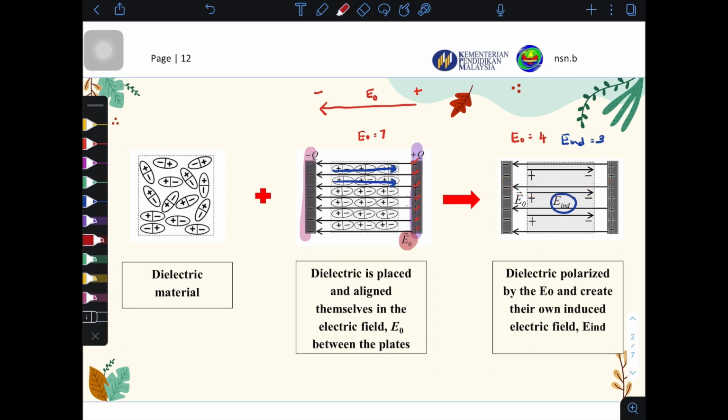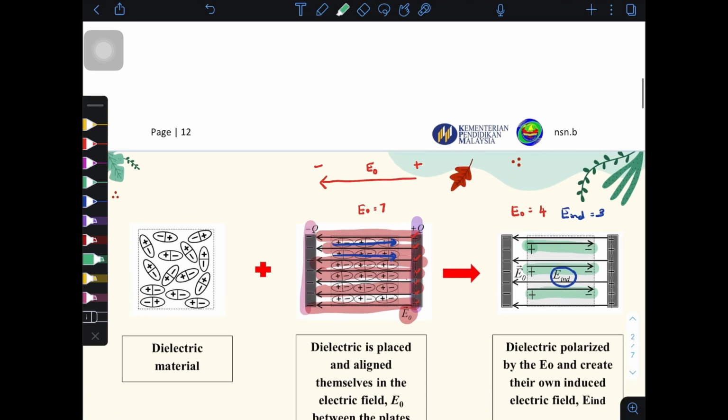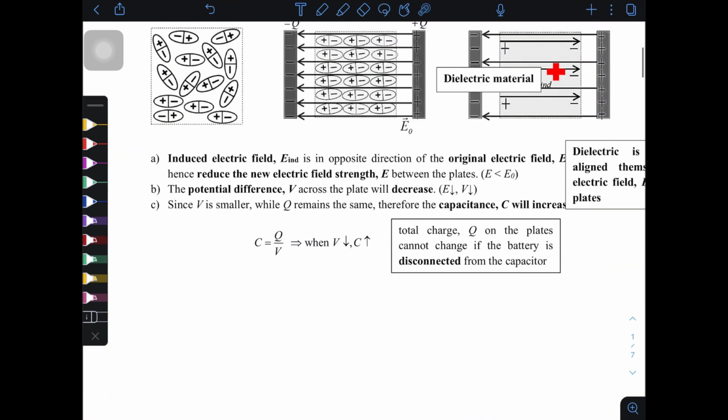Okay, E0 disebabkan oleh plate, daripada positive plate ke negative plate, dan disebabkan kita ada dielectric materials, menyebabkan kita ada E-induced daripada positive charge ke negative charge. Okay, so itu yang terjadi bila kita letak dielectric material. Tetapi apakah efek dia kepada kapasitor? Okay, so kamu tolong nota.